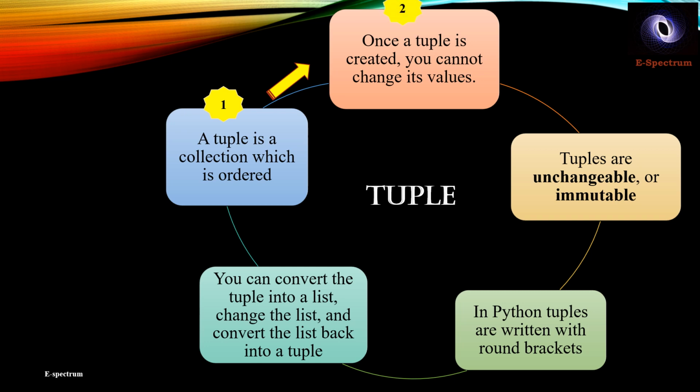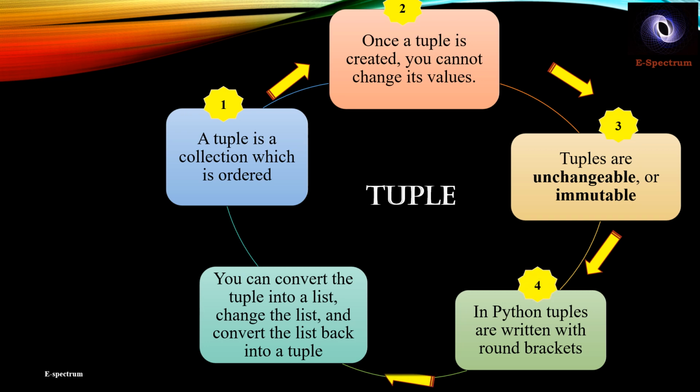Means I cannot add new elements in the tuple. So it is like a fixed data structure we can say. The third peculiarity is it is unchangeable and hence it is called immutable. You cannot alter the tuple once it is created. In Python, tuples are written with round brackets. Means the syntax is, while creation I should use round brackets.